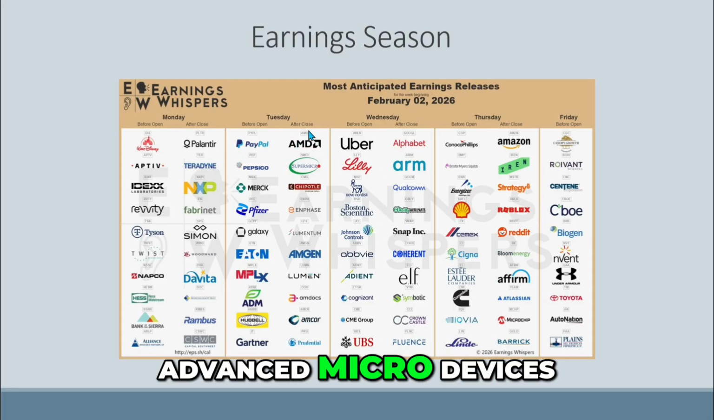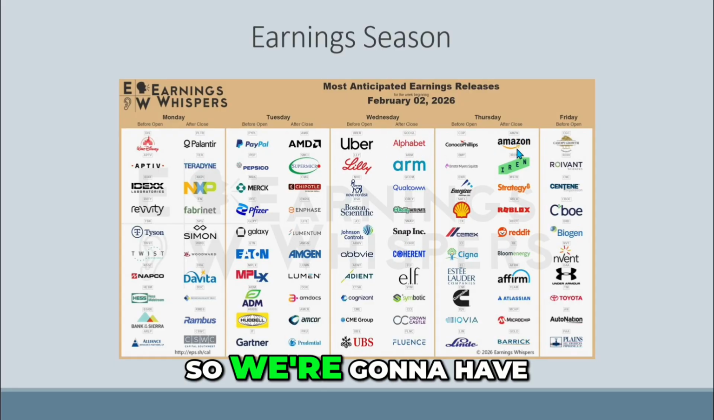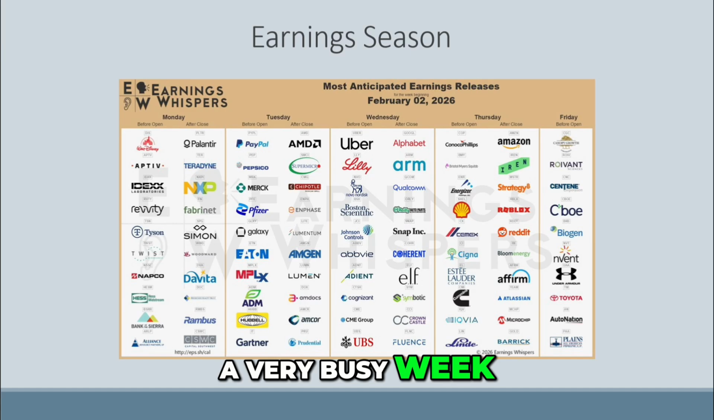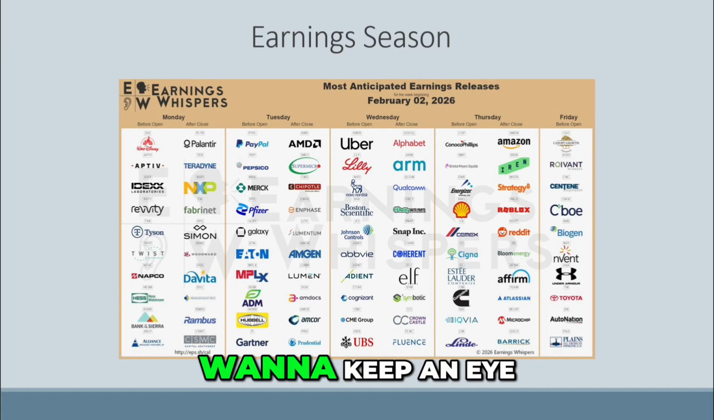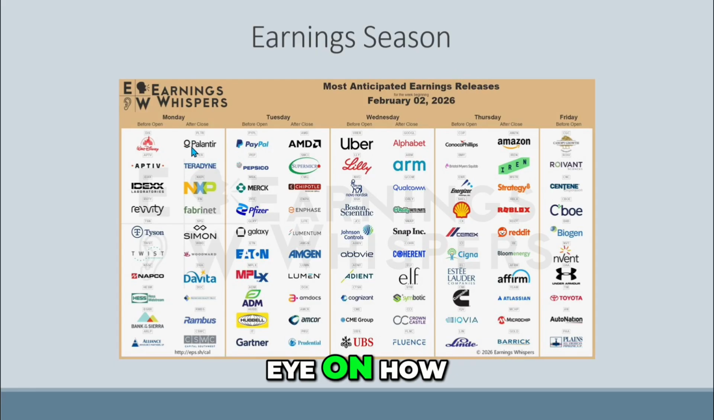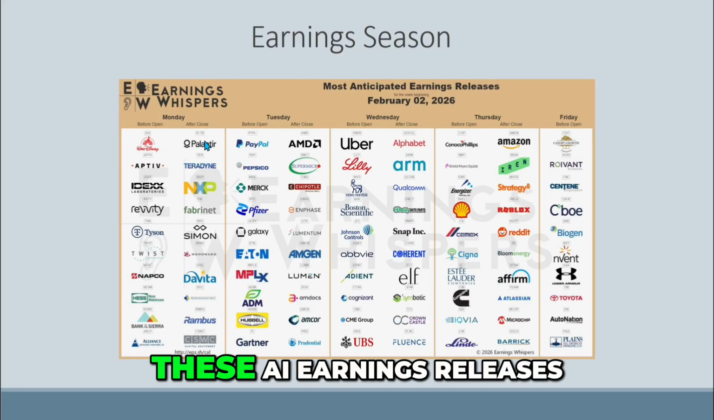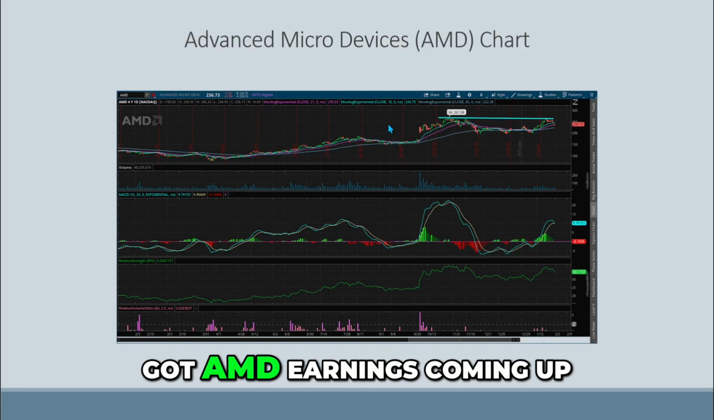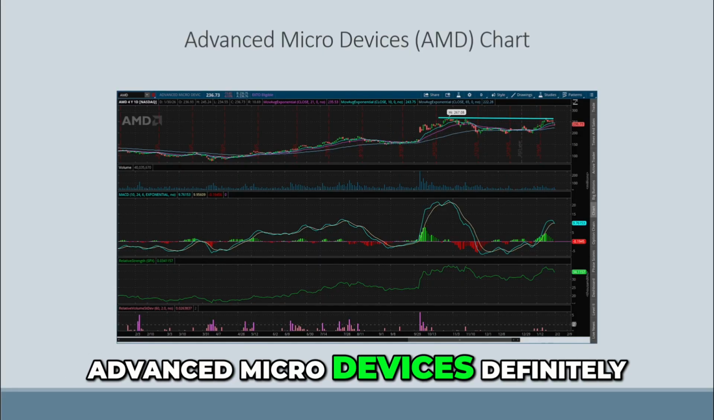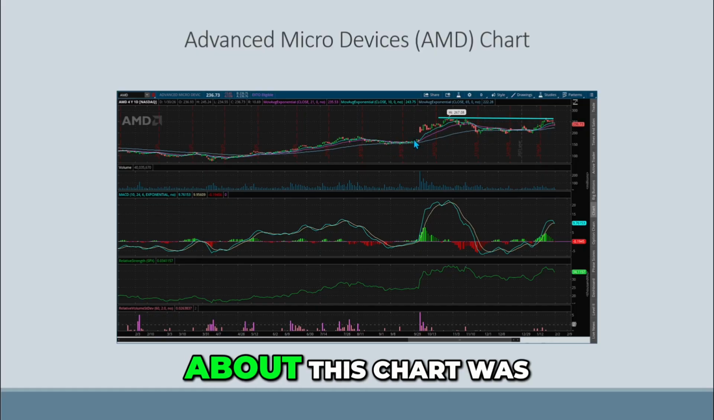front. So, you want to keep an eye on names like AMD, Advanced Micro Devices, ARM. You want to keep an eye on Google, Amazon, some of these AI hyperscalers. So we're going to have a very busy week for earnings, and we have Palantir as well. You want to keep an eye on how names leveraged to the AI trade are responding to these AI earnings releases. So we know we got AMD earnings coming up. Advanced Micro Devices, definitely a chart setup you want to keep an eye on.